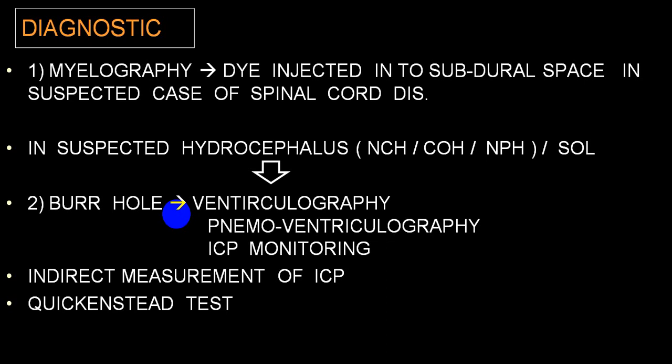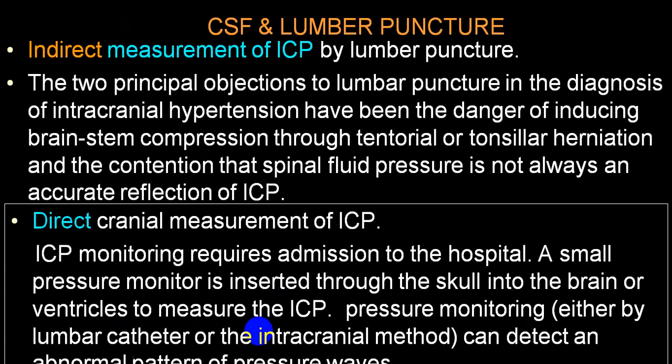Or you can put it in an extradural space and do extradural pressure monitoring. So it will be indirect measurement of intracranial pressure by doing a lumbar puncture, and you can go for even the Queckenstedt test. We'll be showing you as we go further. So indirect measurement of intracranial pressure by lumbar puncture is by using manometry. And direct cranial measurement is done by ventricular, parenchymal or extradural. So that will be direct, and indirect is by lumbar puncture.